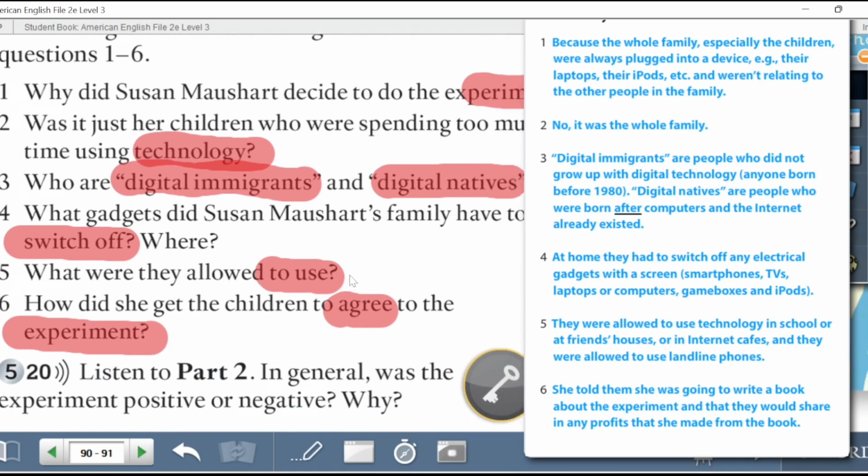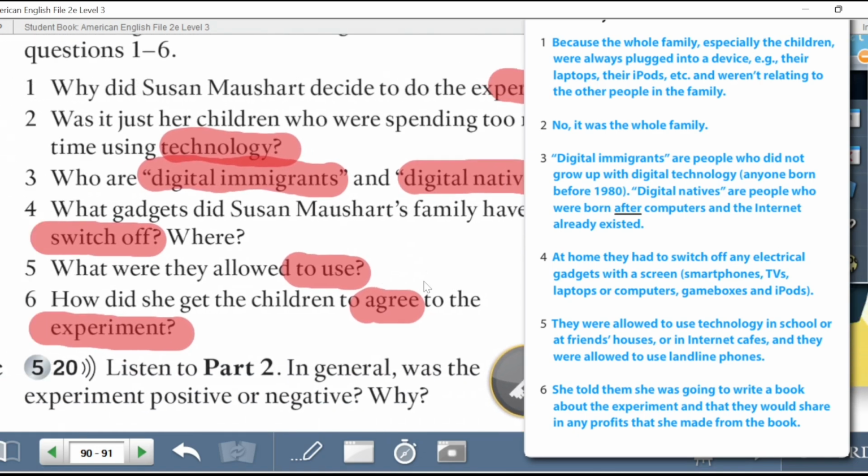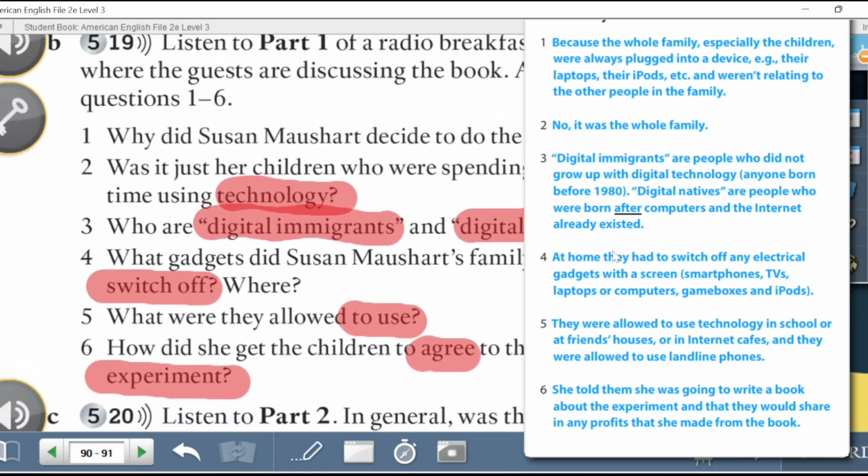Number 4, what gadgets did Susan Mushart's family have to switch off and where? At home, they had to switch off any electronic gadgets with a screen, like smartphones, TVs, laptops, computers, game boxes and iPads.